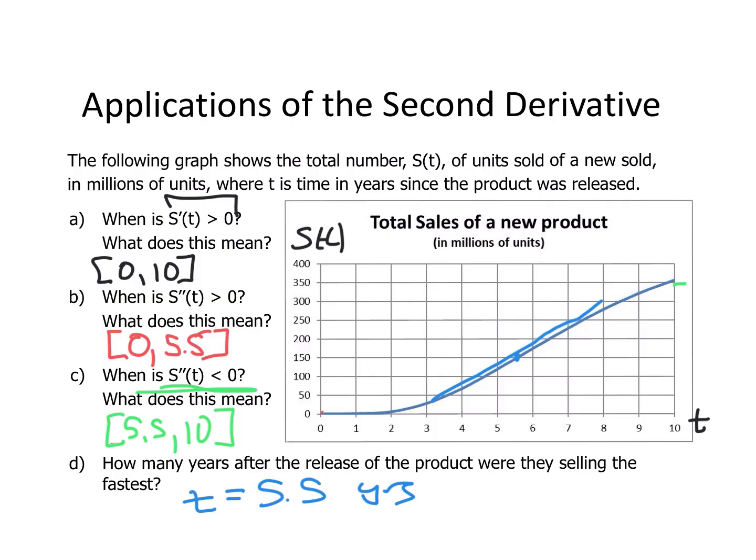The places where your derivative reaches a max or a min, a high spot or a low spot, these are the places where your second derivative is 0. Those are the places where you have an inflection point.